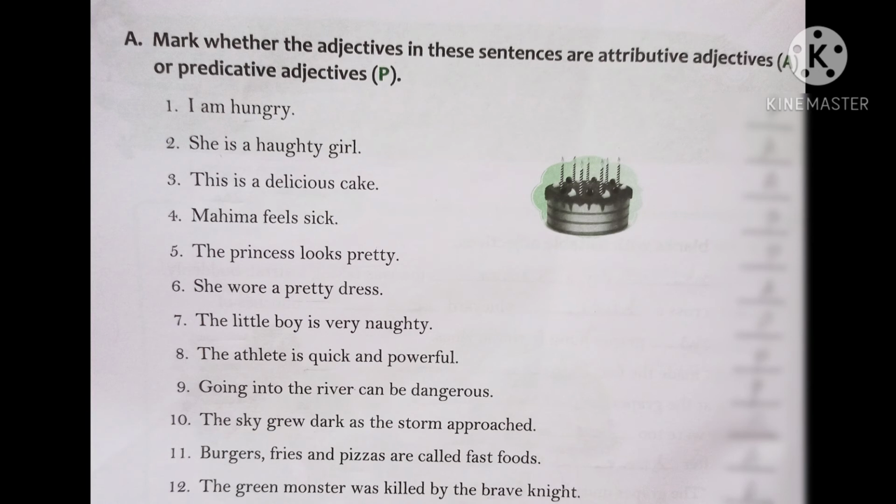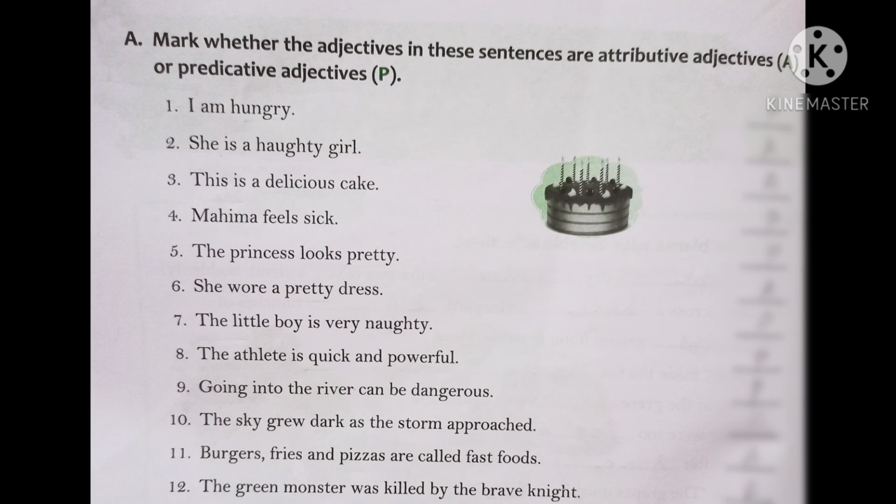So let's look at the first question. I am hungry. Now as you can see, the adjective here is hungry, which sits beside the verb am, right? And there is no noun after the adjective hungry, right? So it is sitting after the verb. So what would it be? It would be a predicative adjective.